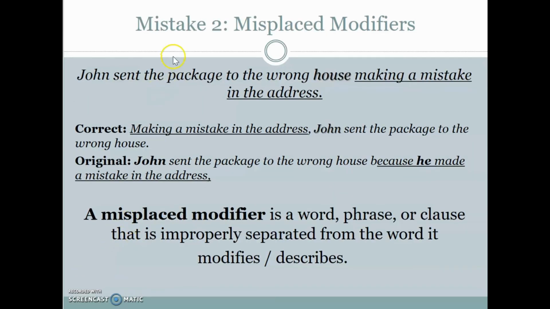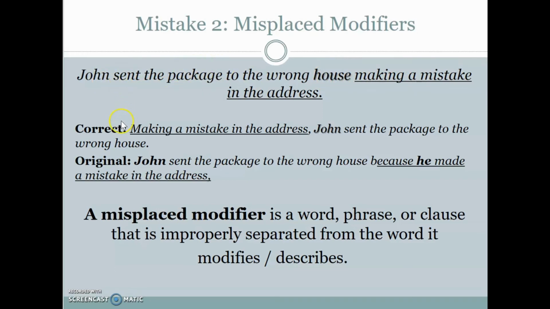The second mistake is misplaced modifiers. Now remember, a misplaced modifier is a modifier, a word or phrasal clause, that is improperly separated from the word. In other words, it describes the wrong noun. Let's look at this example. John sent the package to the wrong house, making a mistake in the address. Again, we understand that obviously it was John who made a mistake, but this reduced clause is misplaced. It's placed right after the word house, therefore it was the house that made a mistake, not John.